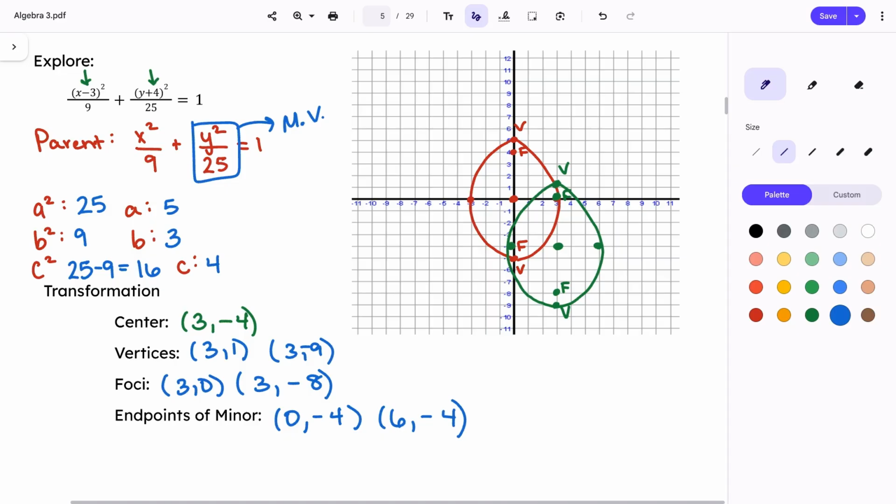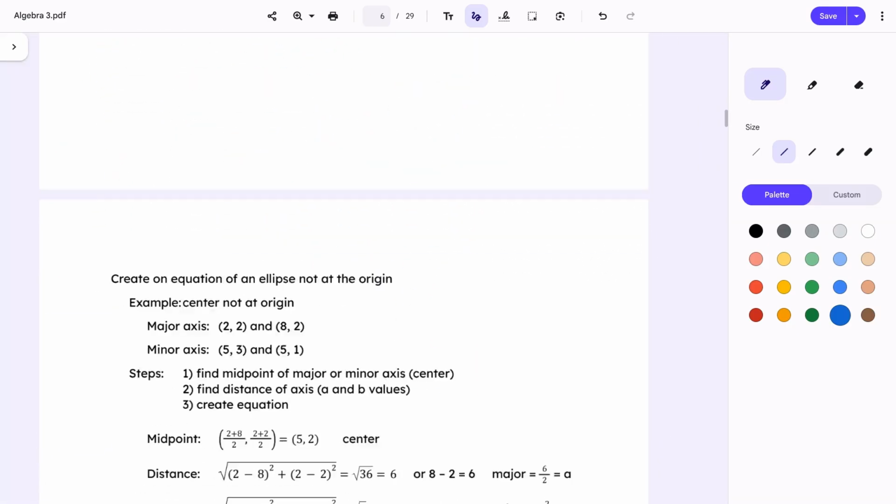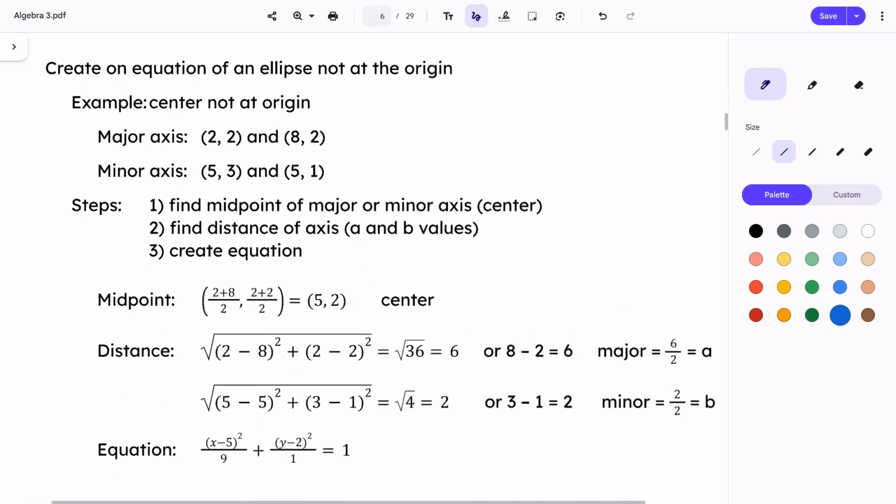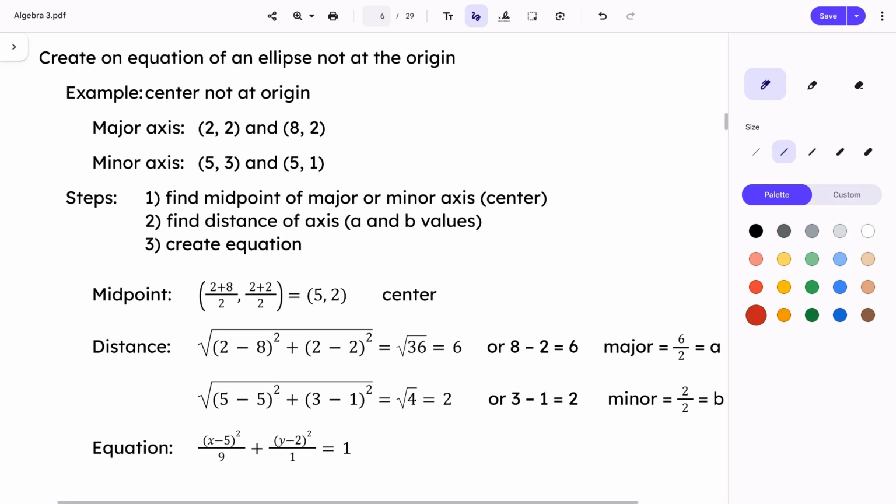Okay, so when it's centered at the origin, it's a little bit easier, I feel, to figure out where the numbers should go and what your A and B should be. When it's not centered at the origin, we have to do a little bit more work. So one situation that you might run into is that they give you some points that would be on your major axis and your minor axis. We're going to use those to help us figure out what's my A and my B so that I can write my equation. It's saying that my major axis has points at 2, 2, and 8, 2, and then my minor axis has points at 5, 3, and 5, 1.